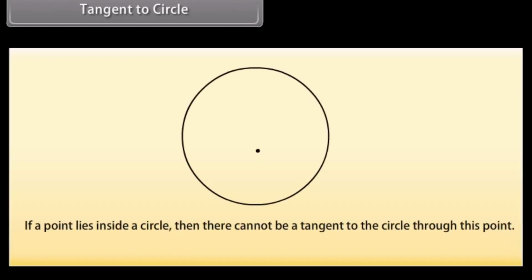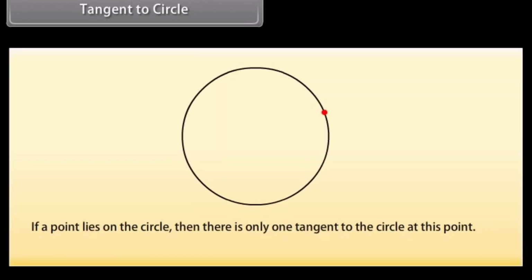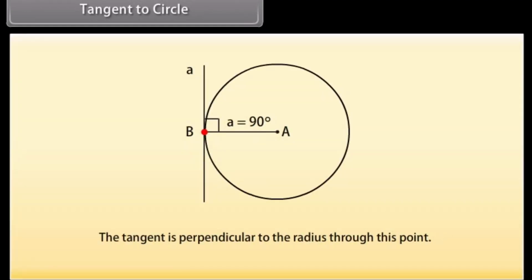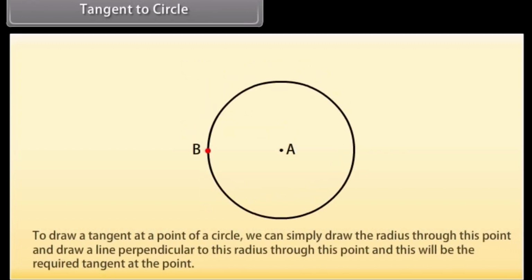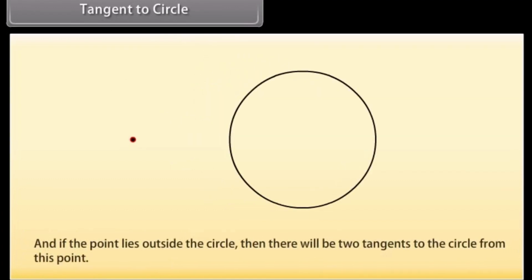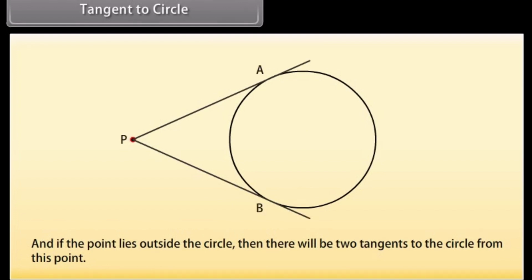Tangent to a circle. We know that if a point lies inside a circle, then there cannot be a tangent to the circle through this point. If a point lies on the circle, then there is only one tangent to the circle at this point. The tangent is perpendicular to the radius through this point. Therefore, to draw a tangent at a point of a circle, we can simply draw the radius through this point and draw a line perpendicular to this radius through this point, and this will be the required tangent at that point. And if the point lies outside the circle, then there will be two tangents to the circle from this point.